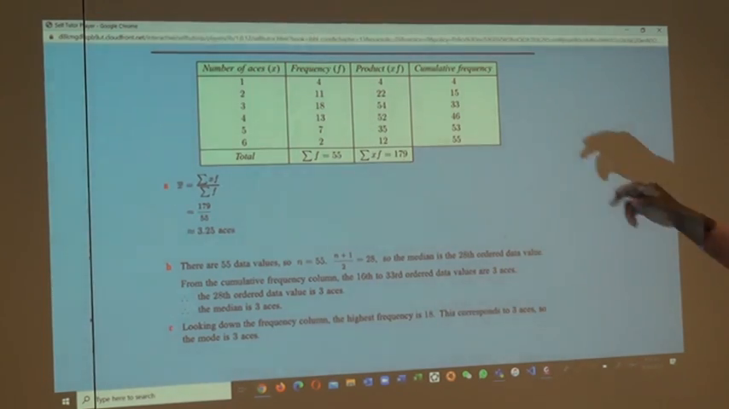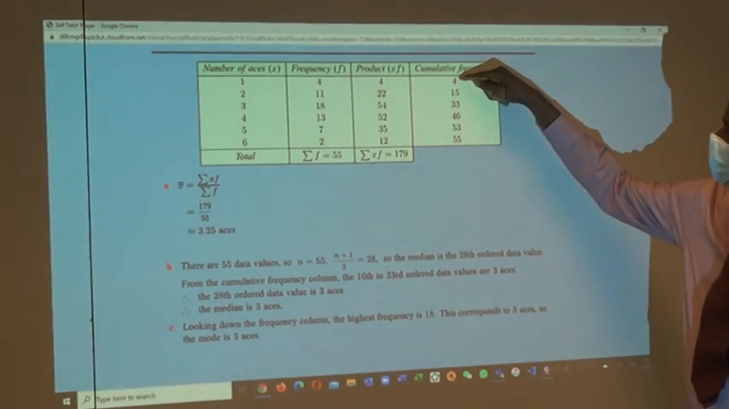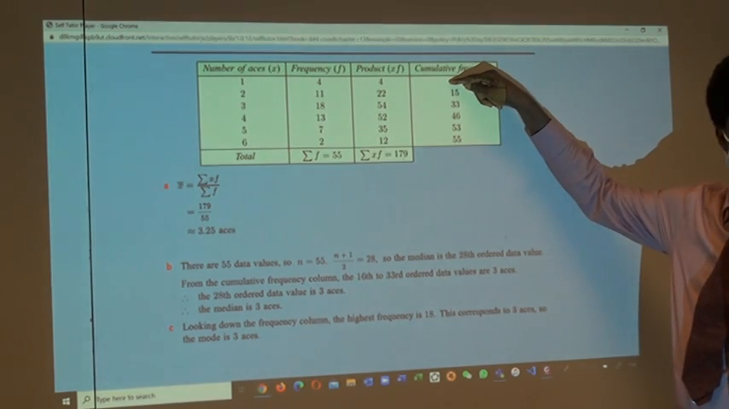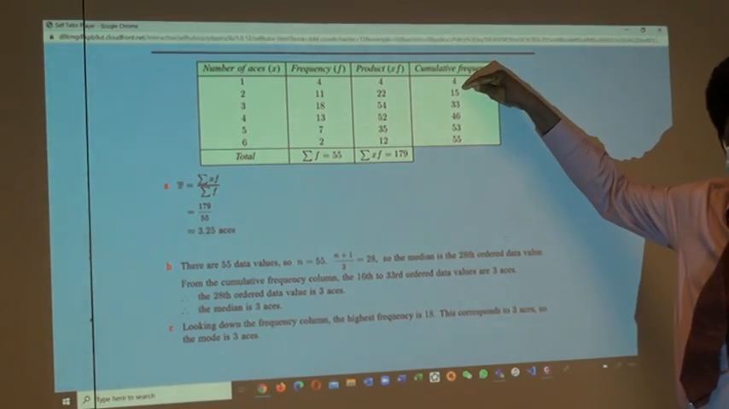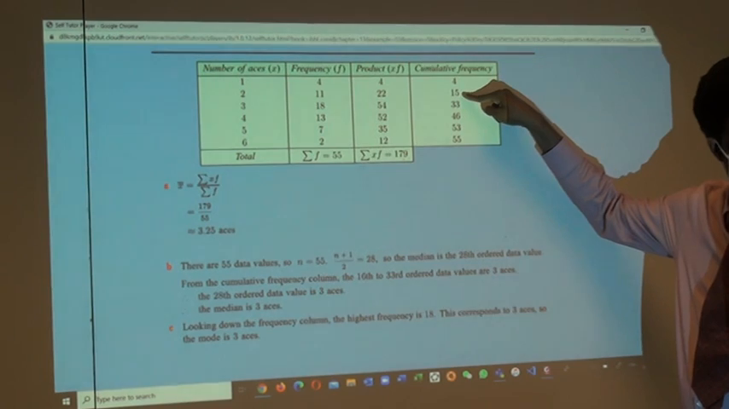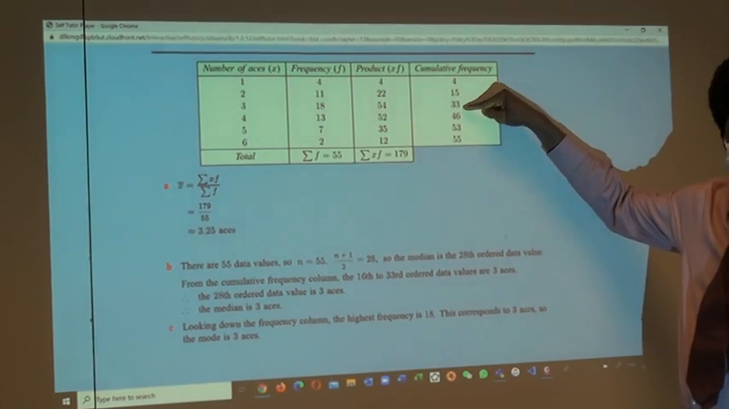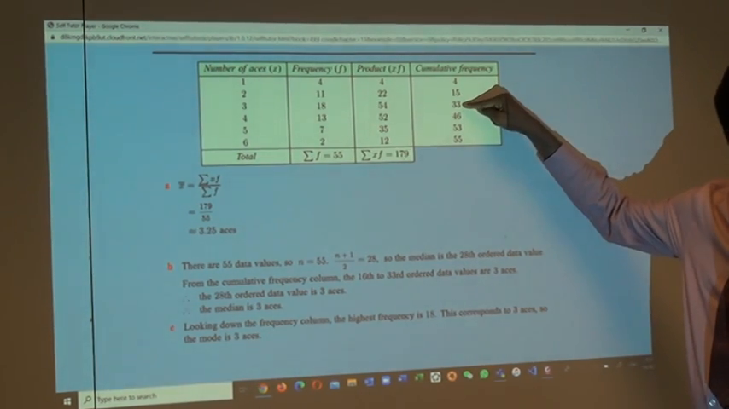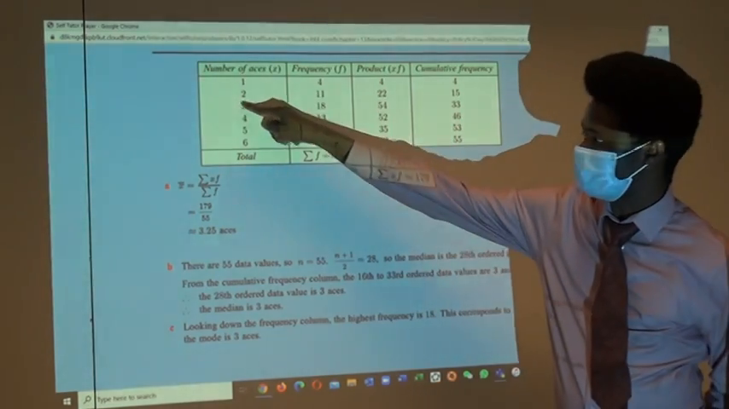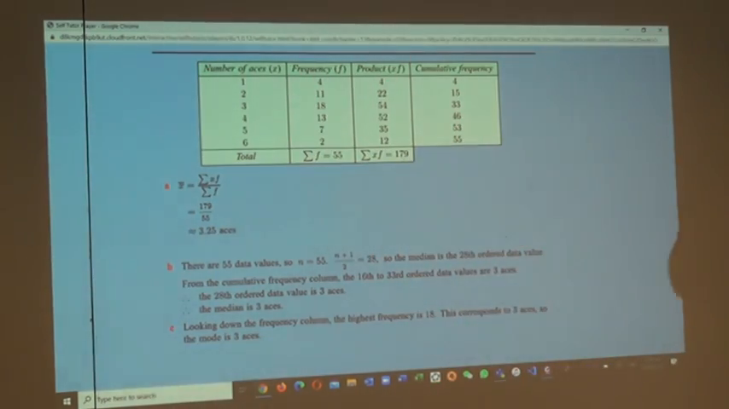So don't forget this. If you're looking for 28, this is 4 up to here. So definitely 5 to 15 are here, right? 16 to 33 are here. So this is where your 28 is. So one of these holds position 28 because there are 3, 3, 3, 3, 3, 18 times.